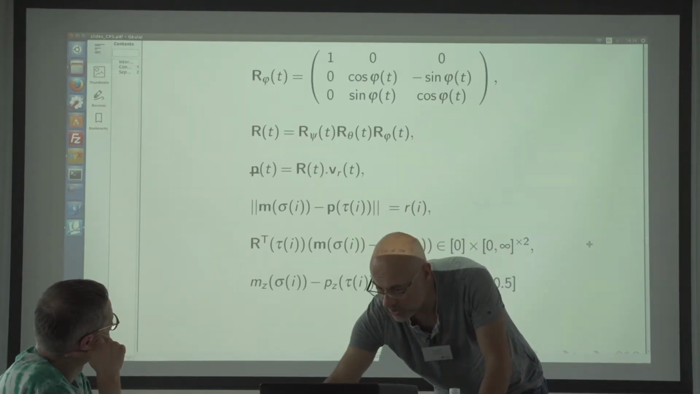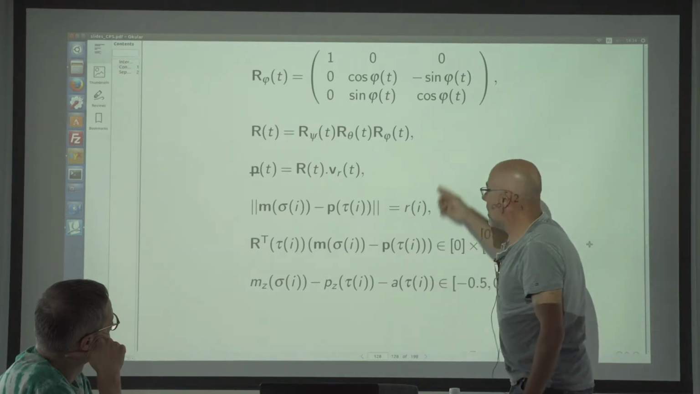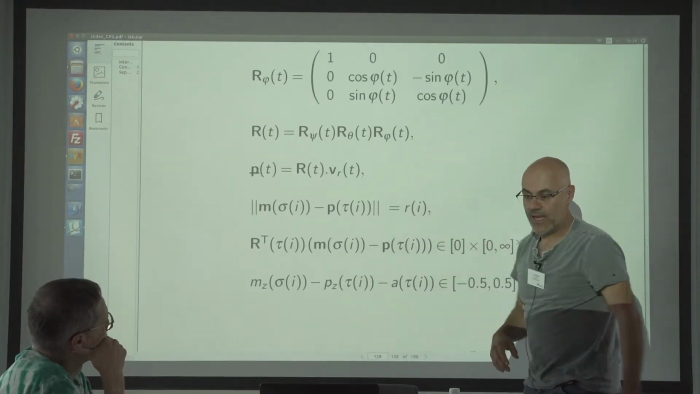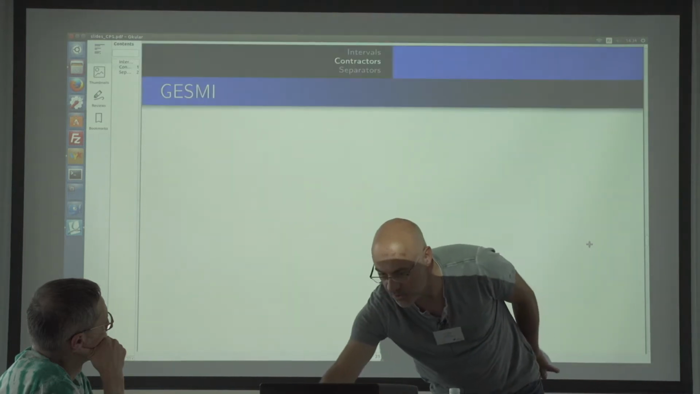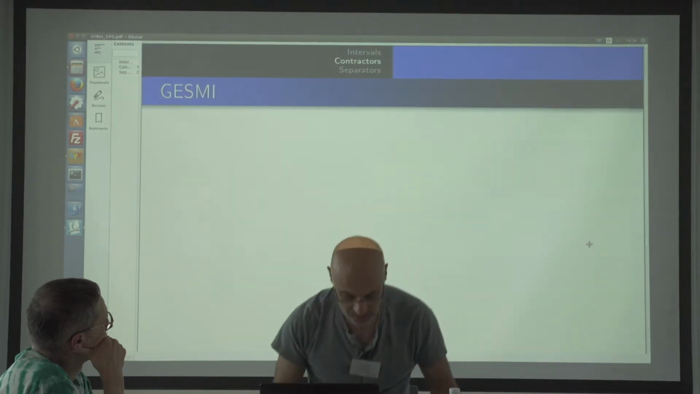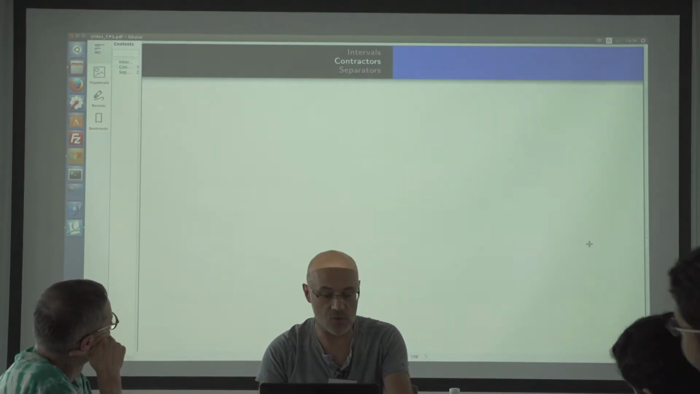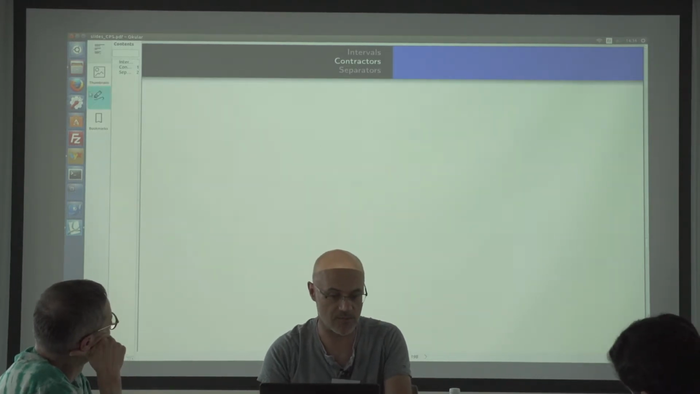using the contractor method. So each equation is transformed into a contractor, and I apply it up to the fixed point. So I will show you how it works in practice with the software GESMI used by GESMA.